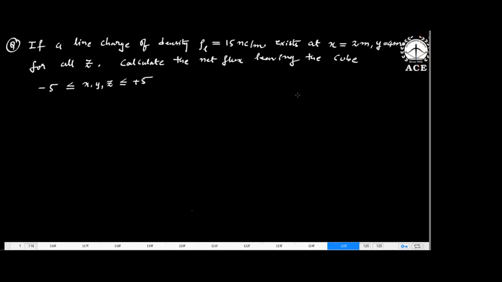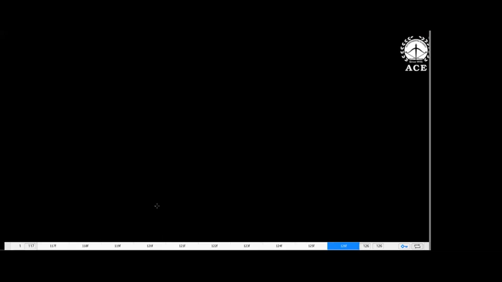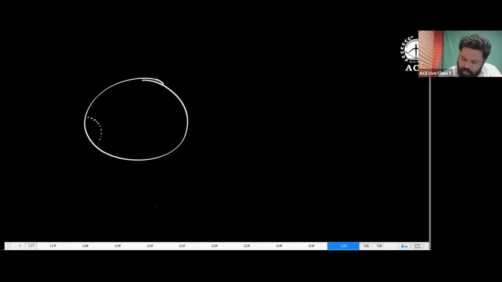Yes. Hello, sir. Sir, if the charge is on the surface, then all the flux lines that are entering will also leave the sphere. So, sir, the net should be 0. If it is on the surface? Yes, sir. Let me show you with the diagram. If the charge is like this, it is assumed that half of the charge is outside and half of the charge is inside.